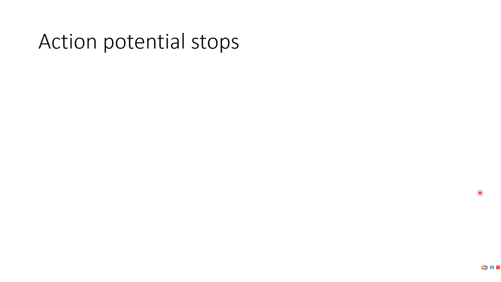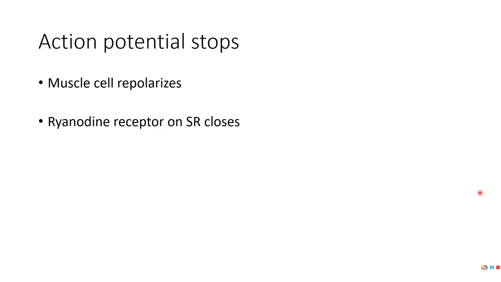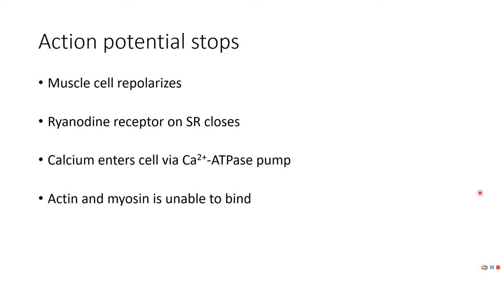Okay. When an action potential stops, this allows muscle cells to repolarize, the ryanodine receptor closes, and calcium goes back into the sarcoplasm via the calcium ATPase pump. And as a result, it's more difficult for actin and myosin to bind, and so we reduce muscle tension. There's still calcium and there's still some cross bridges, but to a much smaller degree. This is what leads to this reduced muscle tension.